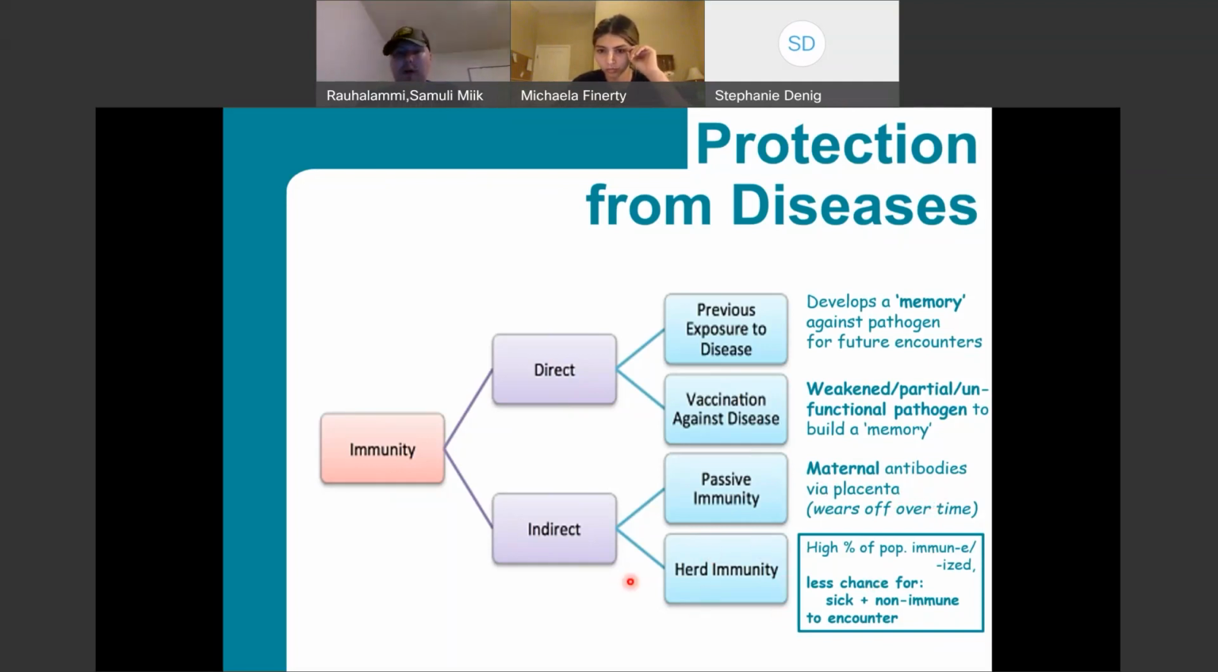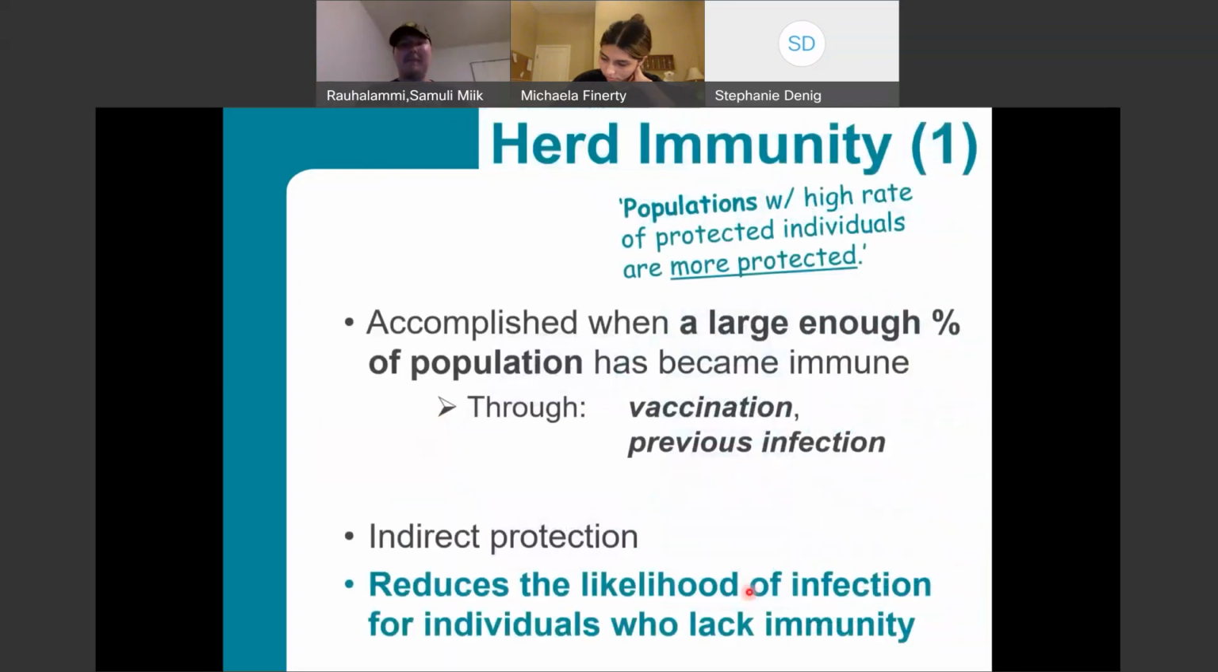The one that we're going to be looking at in this lab is indirect immunity through herd immunity. So what herd immunity refers to is that we have a high enough percentage of the population that has either gotten sick or has gotten vaccinated, so that they now have a memory against that pathogen. So there's less chance for the sick people and non-immune people to meet each other when enough of the population has become immunized against that pathogen. That might have sounded like a really difficult way of explaining it, so I'm going to explain herd immunity again in a little bit better way.